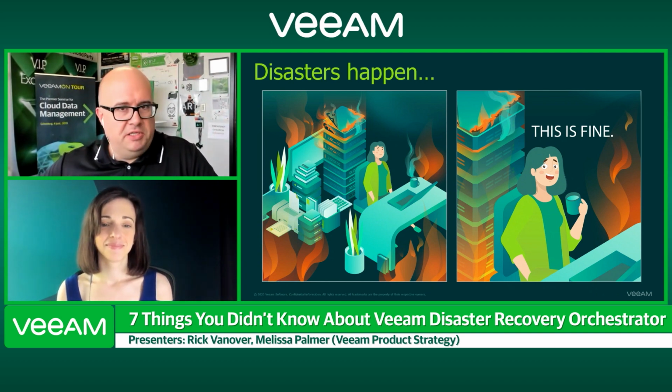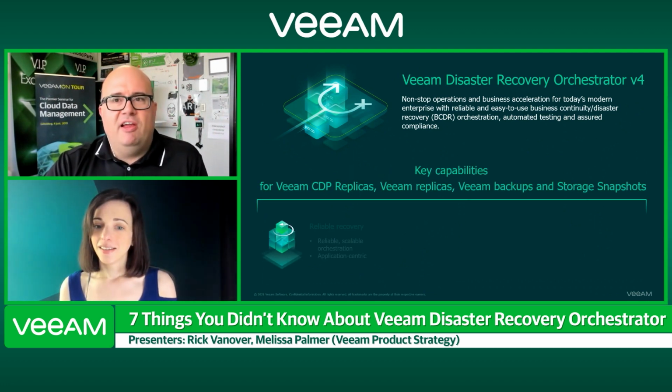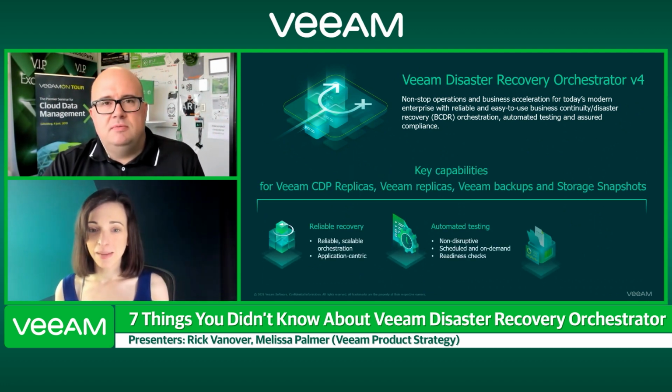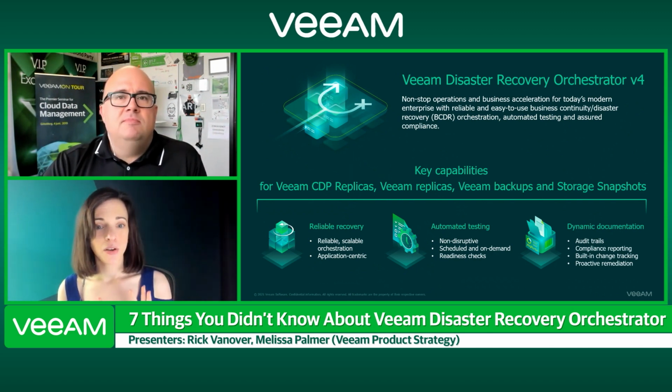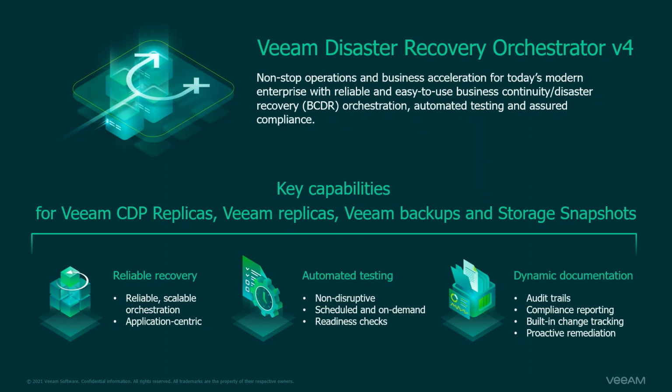So, Melissa, tell us about the product that we have to address this scenario. Absolutely. We have a little something called Veeam Disaster Recovery Orchestrator. You might formerly have known it as Veeam Availability Orchestrator. And really, when we talk about the different things that we're able to protect and orchestrate the recovery of, we're talking about new in version 4, Veeam CDP replicas. In version 1, it was Veeam replicas. In version 2, it was Veeam backups. In version 3, we started adding storage support. So each version of Orchestrator just adds more and more.